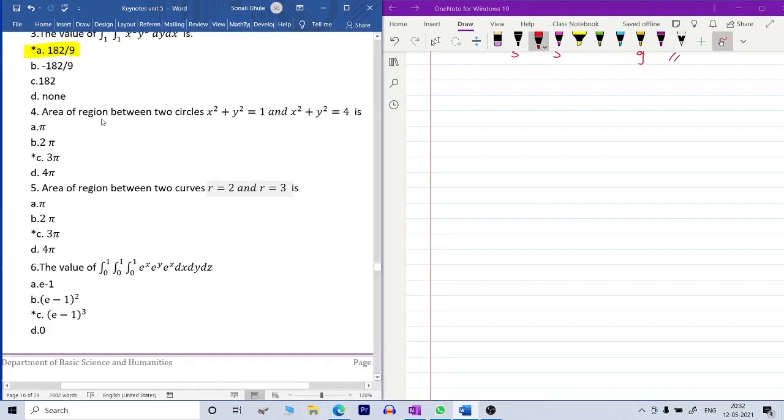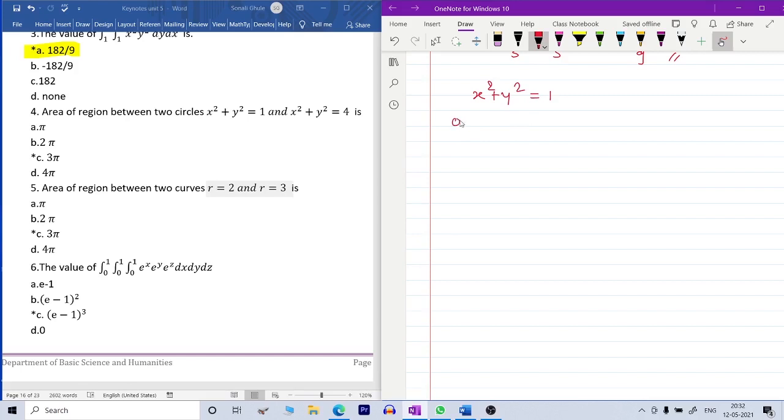Here in the fourth example, they are asking you to find the area between two circles. As you can see, x square plus y square is equal to 1. It is a circle with center 0, 0 and radius 1. And x square plus y square is equal to 4. It is also a circle with center 0, 0 and radius 2. We have to compare this with the standard equation x square plus y square equals a square, whose center is 0, 0 and radius is a.